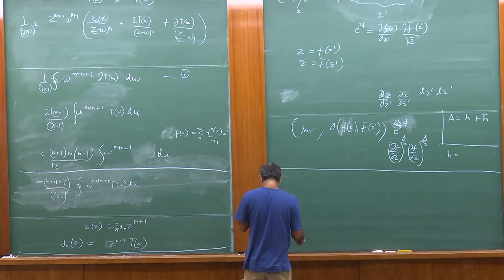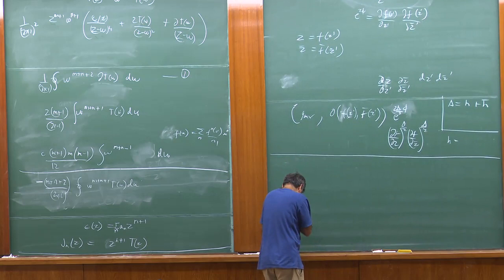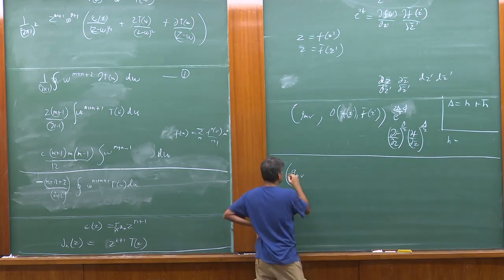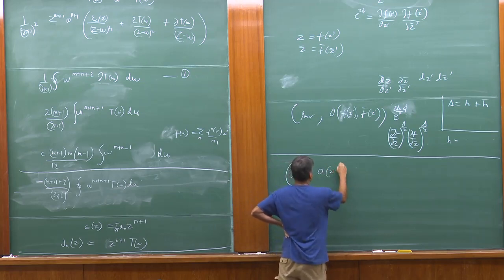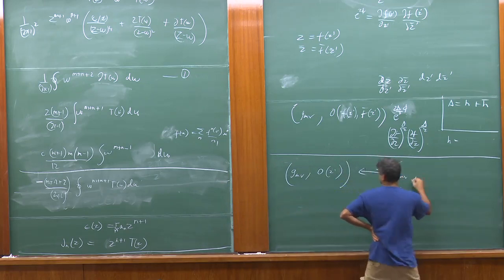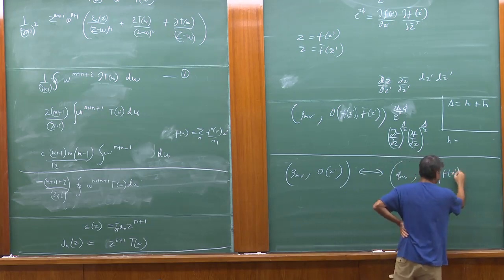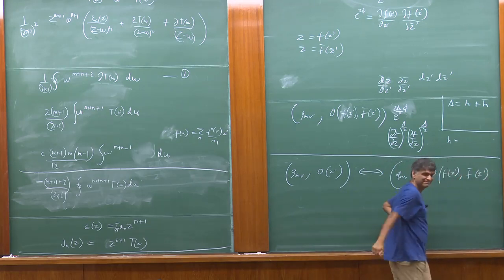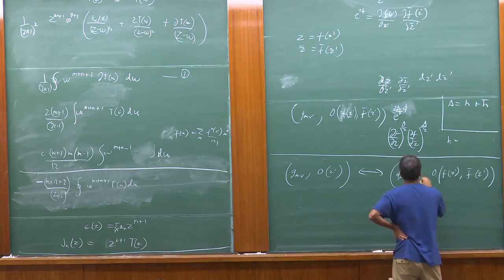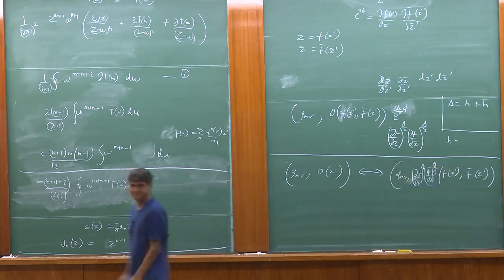The conclusion from this exercise was that if you have correlation functions in metric G mu nu and O of Z prime, that is the same as the correlation functions in metric G mu nu and O of f of Z prime, f bar of Z bar prime, times del f by del z to the power delta by 2, del f bar by del z bar to the power delta by 2. Now presumably delta, for a scalar operator, delta by 2 is h.